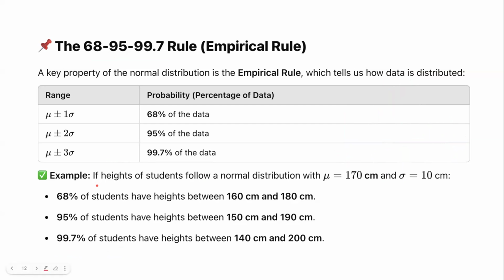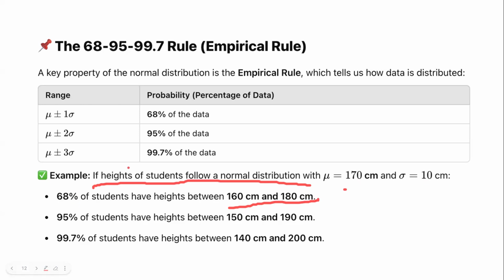Let's take one example. If the height of students follows a normal distribution with mean mu of 170 centimeters and sigma of 10 centimeters, can you calculate the height of 68% of students? We know that 68% of the students will be within mu plus or minus 1 standard deviation. So 170 plus 10 is 180 and 170 minus 10 is 160. So 68% of the students will have height between 160 and 180 centimeters.